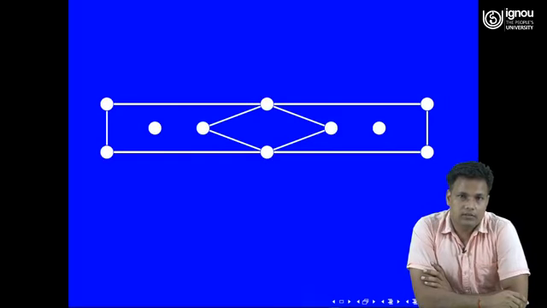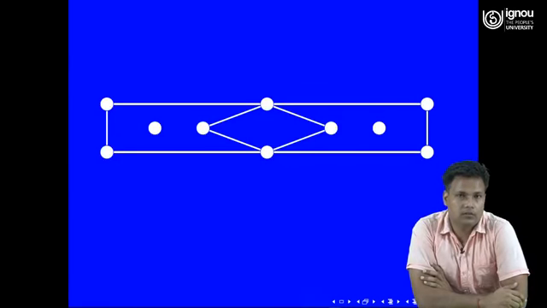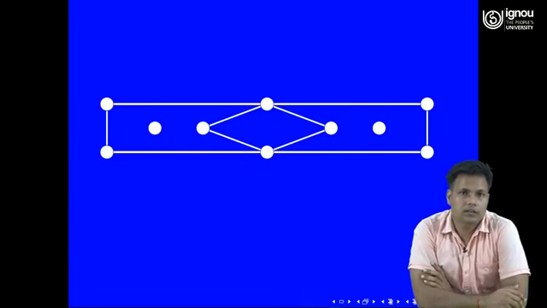Now look at this graph. Is it regular? No, because you can see that all vertices do not have the same degree. Is it even? The answer is yes, because all vertices have degree 0, 2 or 4, and all these are even numbers. So this graph is an even graph.